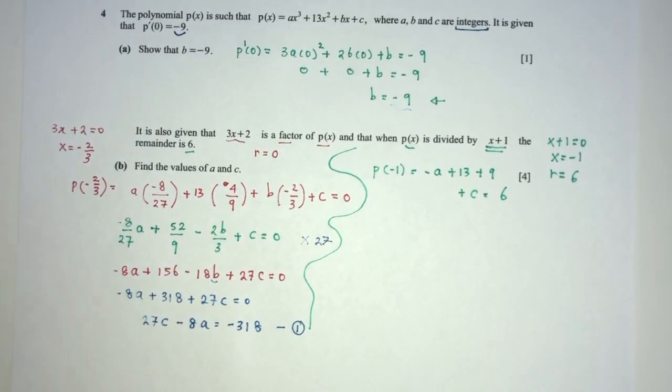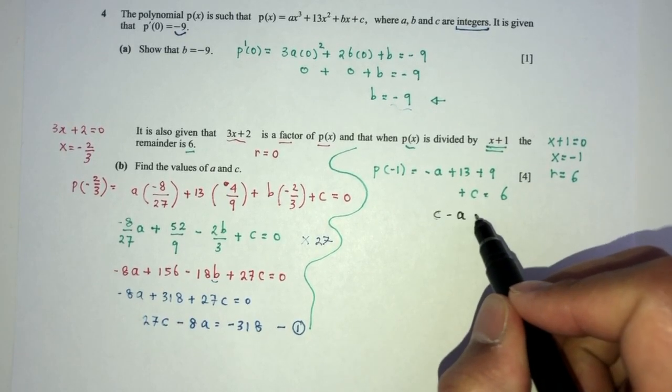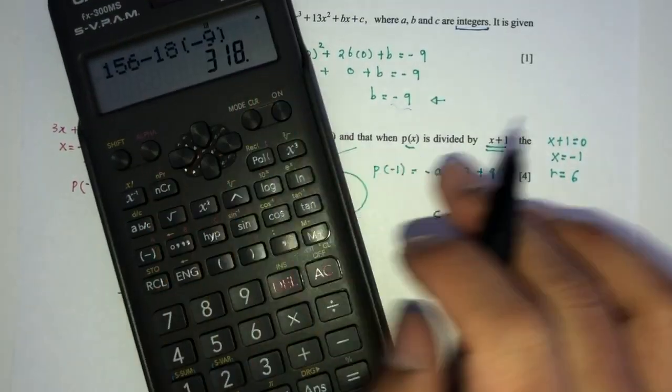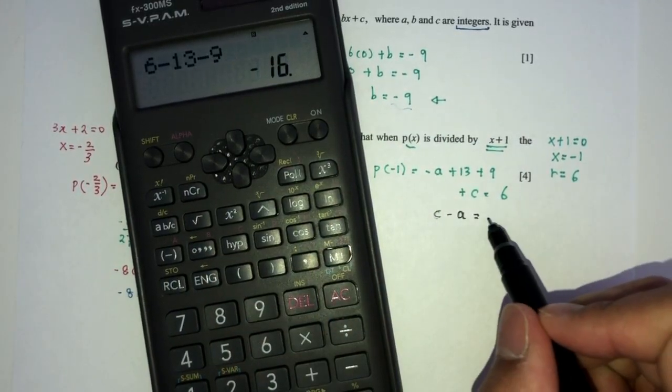Now we just have to simplify, obviously. You will have c minus a has to be what? We'll send everything to the other side. You will have 6 minus 13 minus 9, which is minus 16.